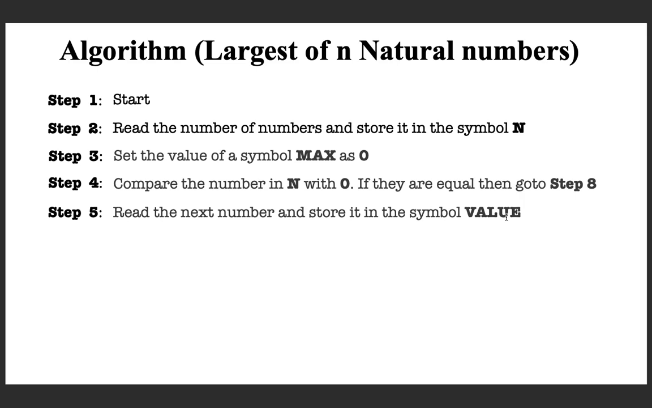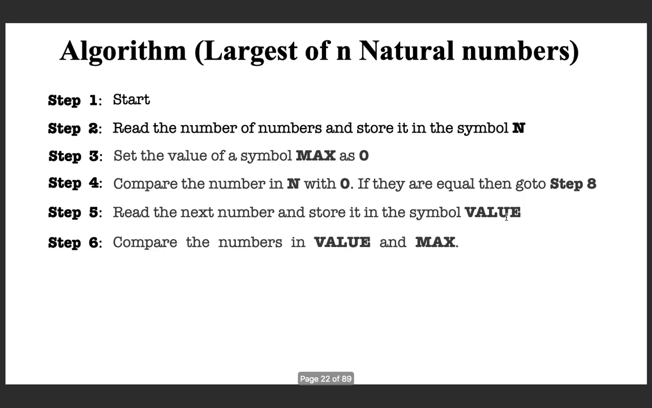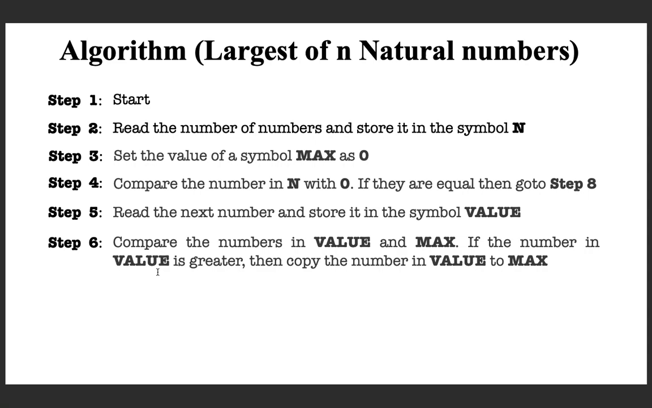After that, what we wanted to do is compare the newly read value and max. And if the newly read number in value is greater, then copy it into max. This is what we decided. Now we have just finished processing a value taken from the user. After that, you decrement the remaining number of numbers to be processed. Originally it was n, now it becomes n minus 1, and you have to repeat from step 4.